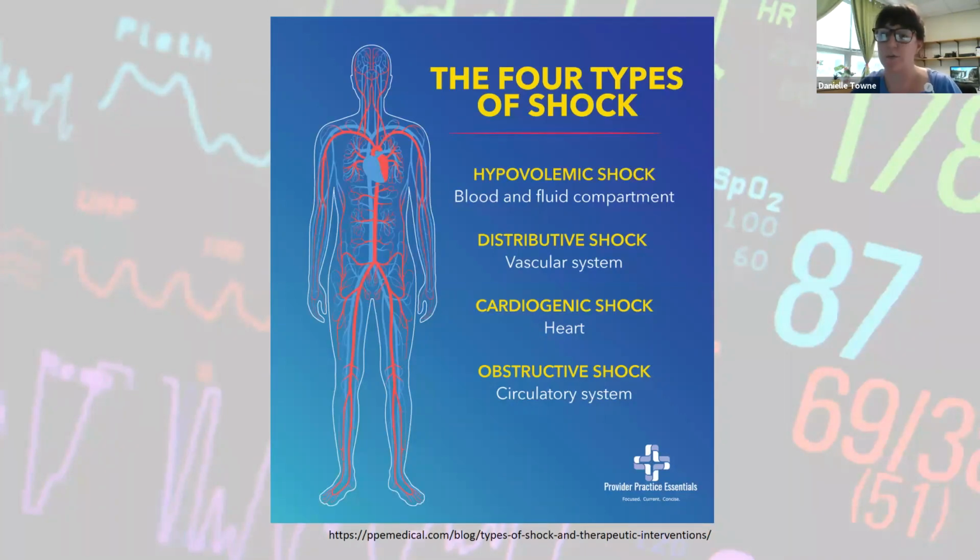Cardiogenic shock occurs when there's a reduction in cardiac output from some type of a cardiac origin. And obstructive shock is associated with some type of a physical obstruction, whether it be cardiac or pulmonary. So we're going to break each of these four types down, talking about the examples of each one and some signs and symptoms you might see and some treatments that we may encounter with each.